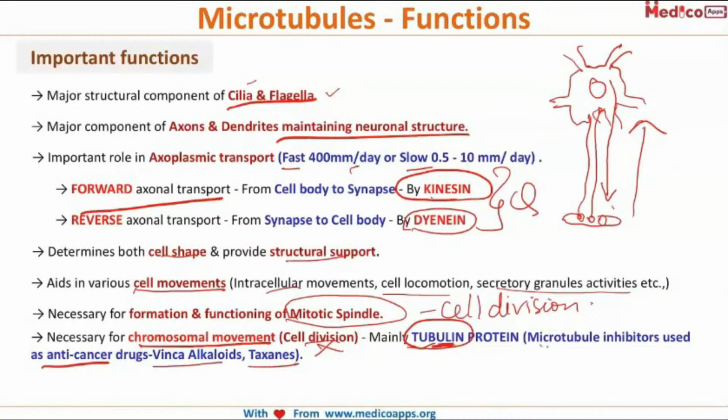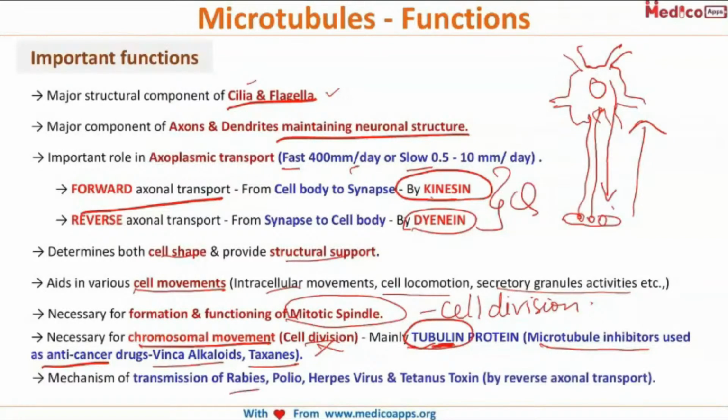These are classified as microtubule inhibitors, thus inhibiting cell division and promoting cell death of the cancer cells, right? Now, the mechanism by which rabies virus, polio virus, herpes virus and also tetanus toxin travel through the nerve cell is facilitated by microtubule. Rabies, polio, herpes and tetanus toxin traverse by the reverse axonal transport mechanism, which is again supported by Dynein. Okay.